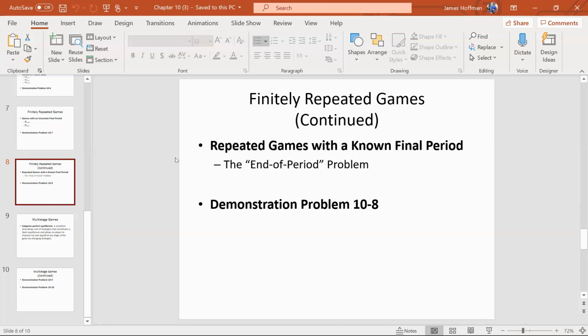Okay, so there's one more type of repeated game, which is a repeated game with a known end, so you know you're going to play the game a certain number of times, like 10 times. And this results in an end of period problem, where it just comes back to kind of a Nash equilibrium outcome. And so to see this concept, let's look at demonstration problem 10.8.